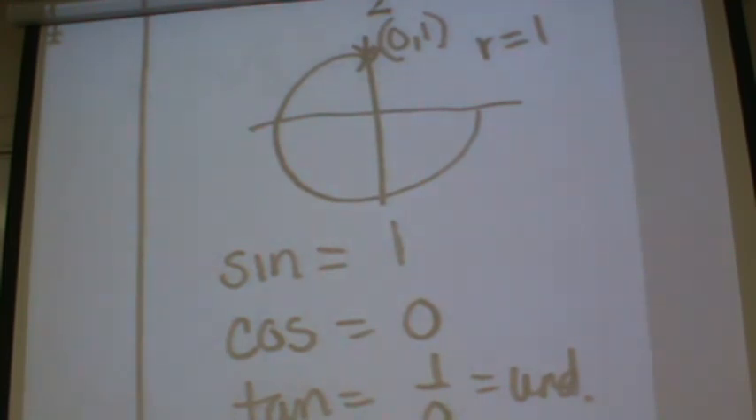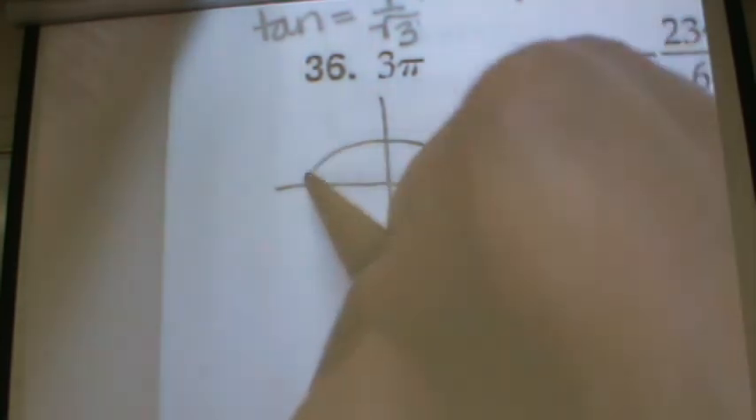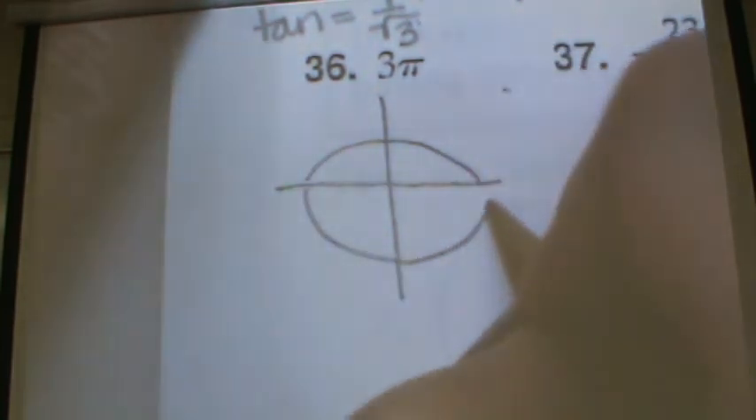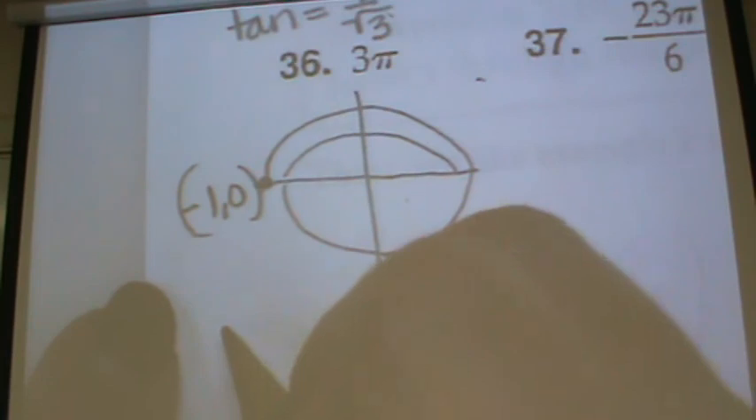3 and 5/6. Let's do 36 though. Where's 3 pi? 1 at the 1 pi spot. That's 1 pi, 2 pi, 3 pi. And here's 3 pi right here. There's 3 pi.